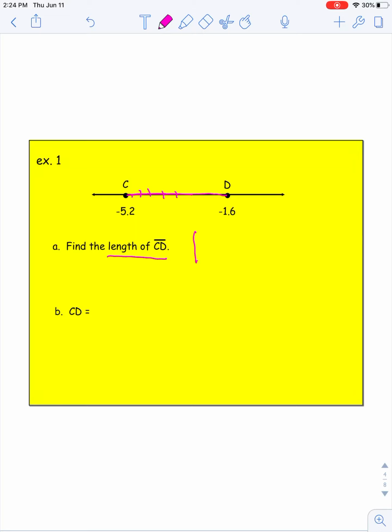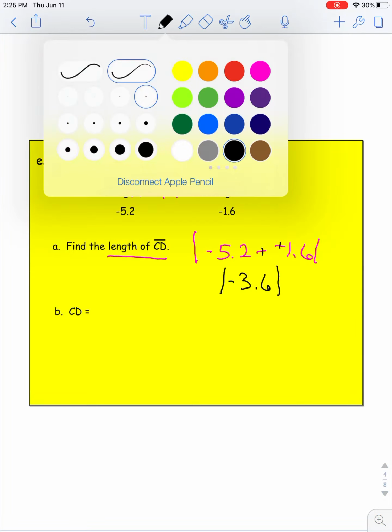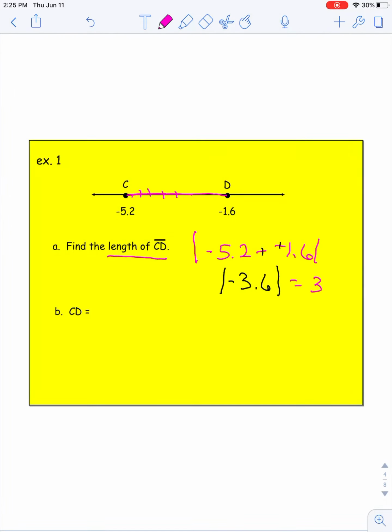So again, we're going to take the absolute value of the difference between the x coordinates. When you take -5.2 and subtract -1.6, remember, that's add the opposite when you subtract a negative. What that gives you is the absolute value of -3.6. So the distance between those points is equal to 3.6 units. Don't forget your units when you're talking about lengths.